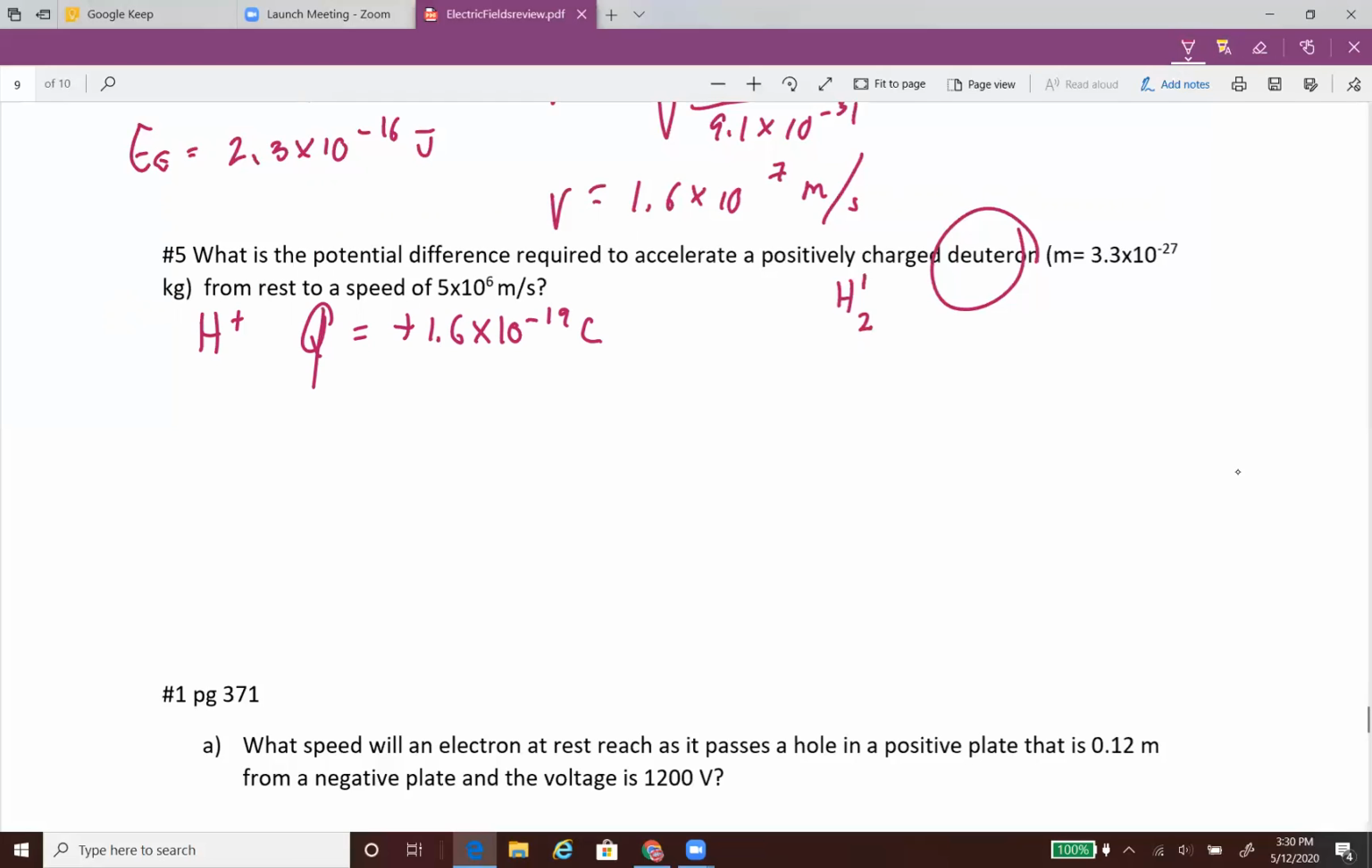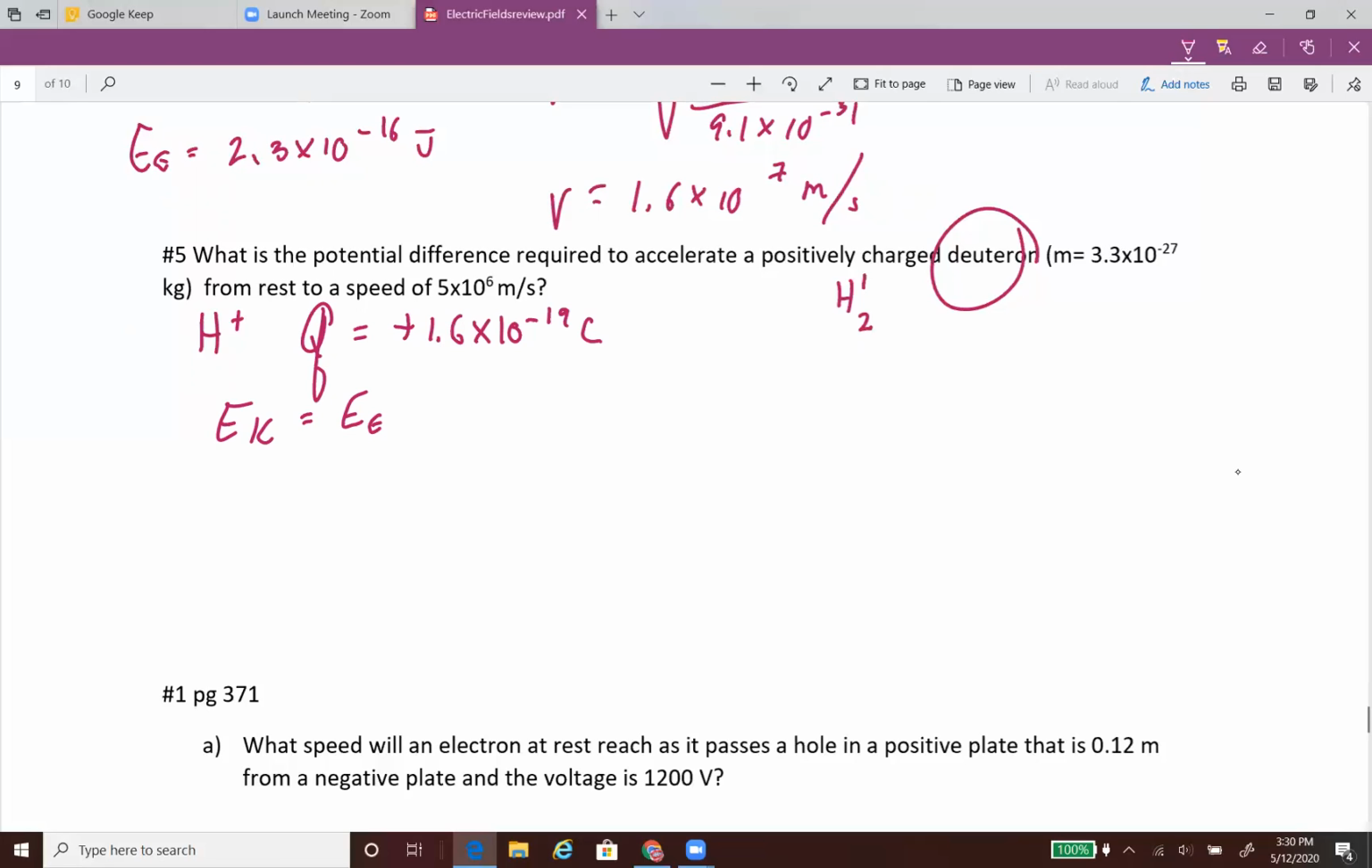That should be little q, sorry, little q. So that's its charge: 1.6 times 10 to the minus 19 coulombs. This is missing that one electron. Like previous, we can say that the kinetic energy would equal the electrical potential energy.